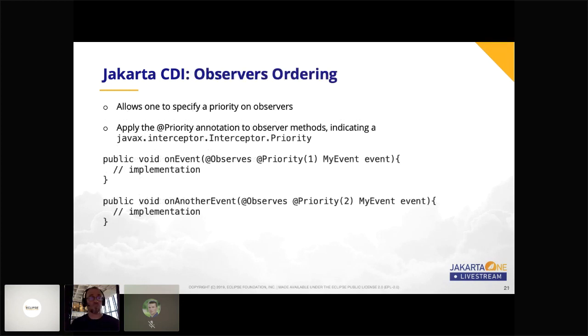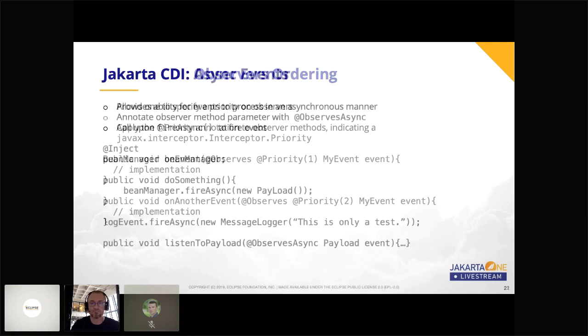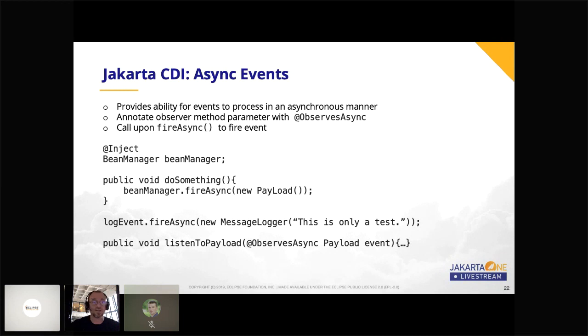So just to take a look at one of the newer features of CDI, it is observers ordering, which allows one to specify a priority on the observer methods. So without indicating a priority, there really is no way to determine which order the observers will be initiated in the event that more than one exists. So this is a good way to ensure your observers are running in the correct order. And also another new feature would be the async events. This provides the ability for events to process in an asynchronous manner. Just annotate an observer method parameter with observes async, call upon the fire async to fire the event.